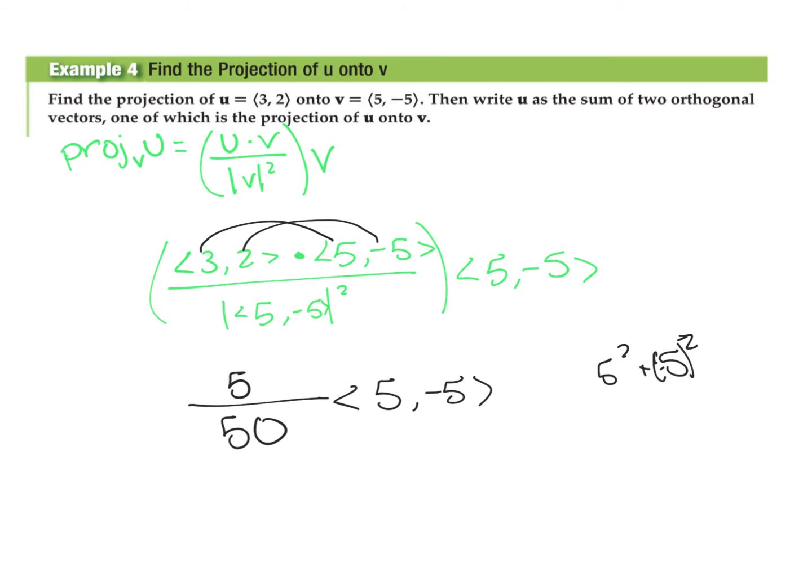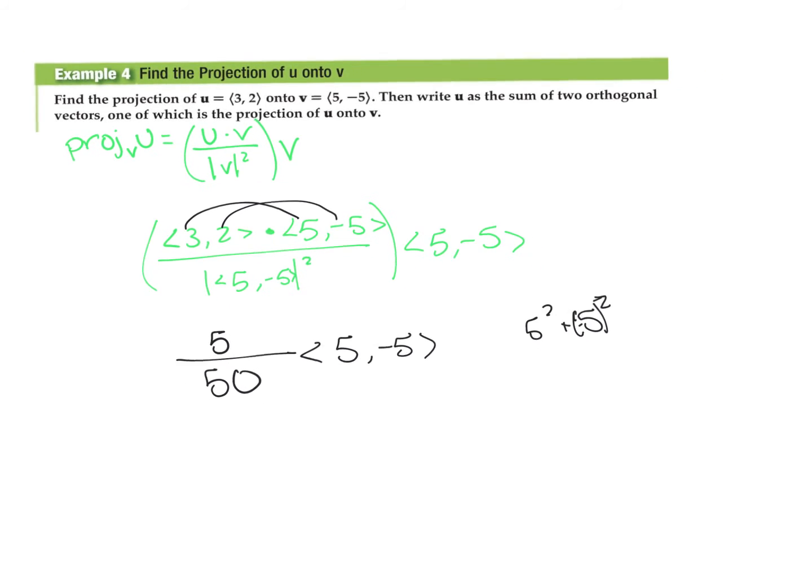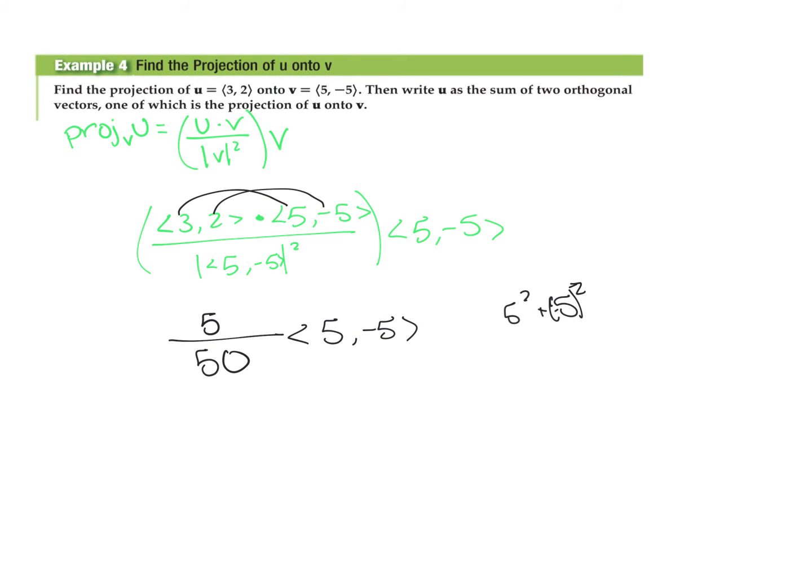How are we going to do this? Well, we are literally going to take those values and multiply them across. So that gives us 25 over 50, comma, negative 25 over 50, as the vector. However, that can be reduced down to (1/2, -1/2), and that is the projection of u onto v. So now we can see that projection.